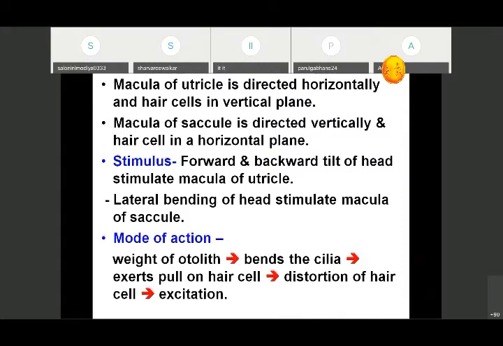Now the mode of action of these hair cells: due to the weight of the otolith, when we are bending in a forward direction, the otolith will move in a backward direction. Because of this otolith or statoconium, which are calcium carbonate crystals, going backward, this will lead to a distortion in the position of the cilia. So the cilia will be bending, and as the cilia bend, they will exert a pull on the hair cells. Whenever it exerts a pull on the hair cell, there occurs distortion of the hair cell leading to excitation.